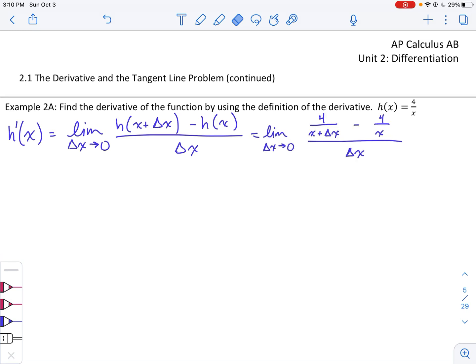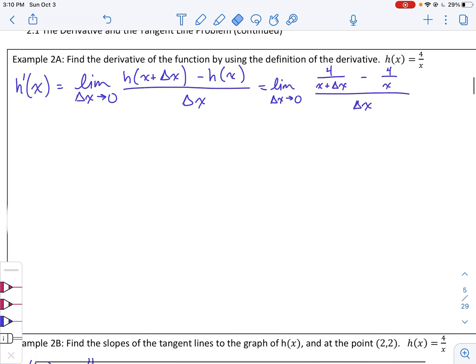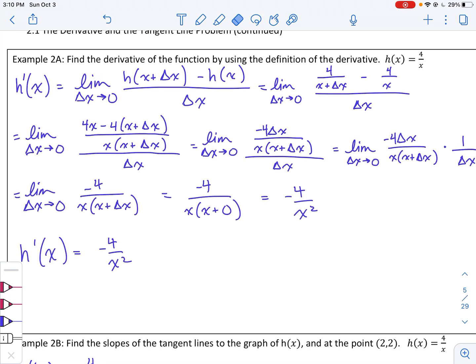All right, so you should have set it up and found that this is what your limit is. Make sure that this is what you have, and then go ahead and pause and continue simplifying. Hint: find a common denominator in the numerators, so that you can evaluate this limit. Now you should have evaluated the limit. If you haven't, pause and then come back, and this is what you should have found for this one.